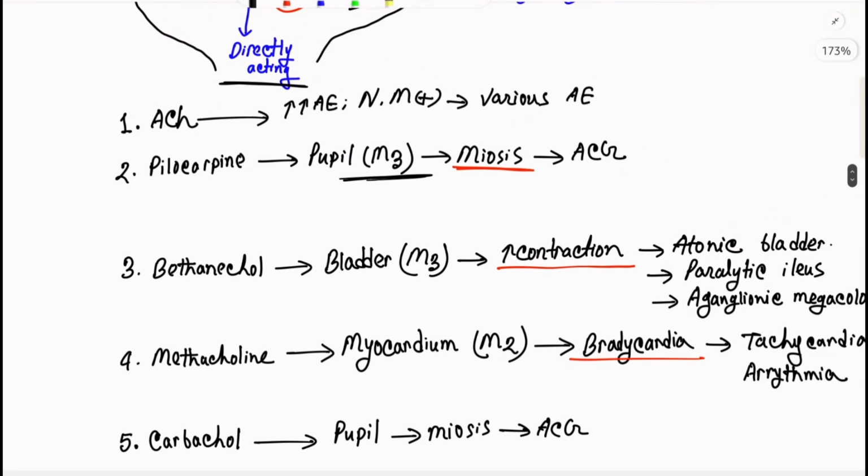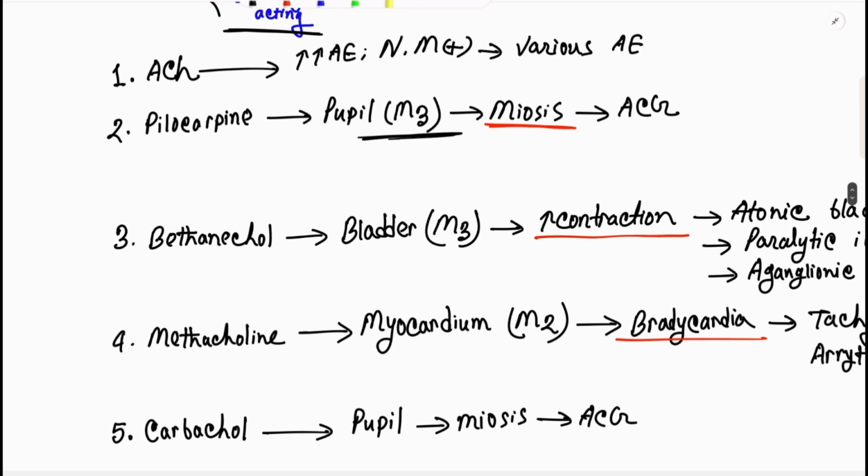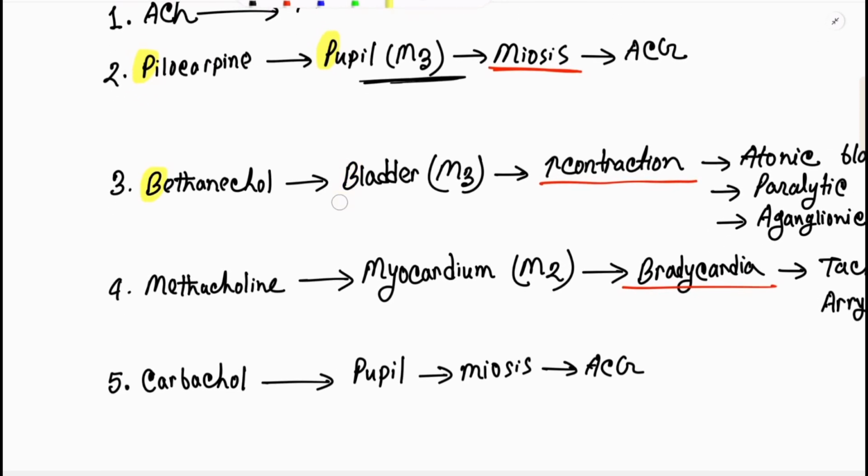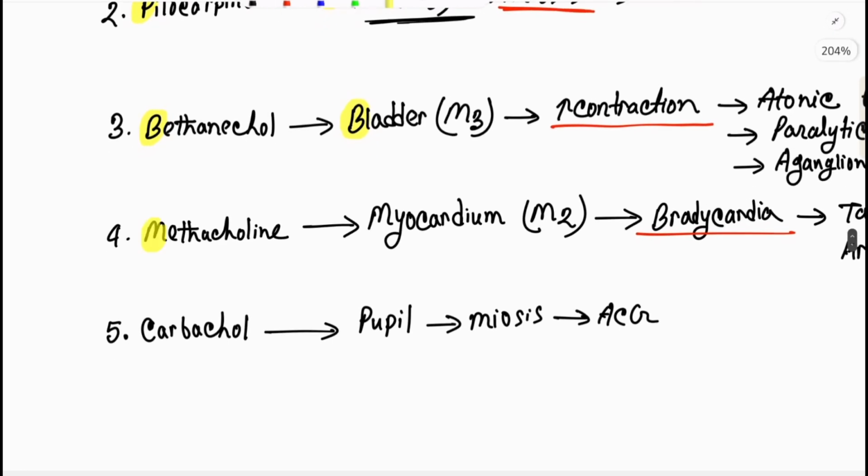A trick from me: how we remember the drugs and the uses of those drugs. Pilocarpine starts with P and it works on the pupil, which also starts with P. Bethanechol starts with B and the bladder also starts with B. So bethanechol works on bladder M3 receptor. Methacholine starts with M and myocardium starts with M. So methacholine works on myocardial M2 receptor.